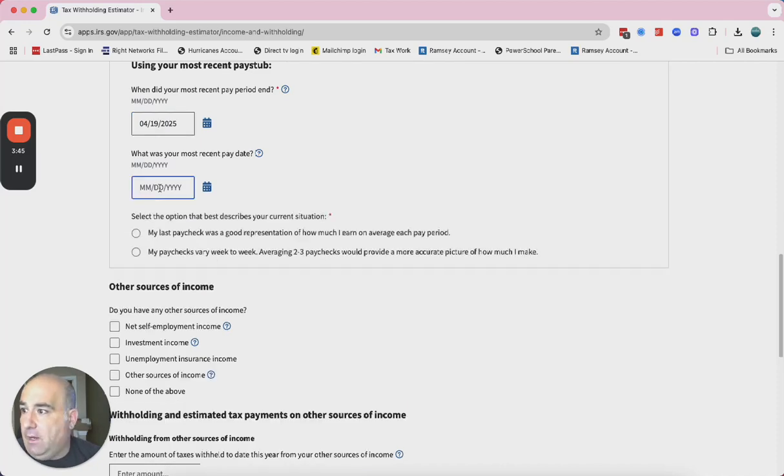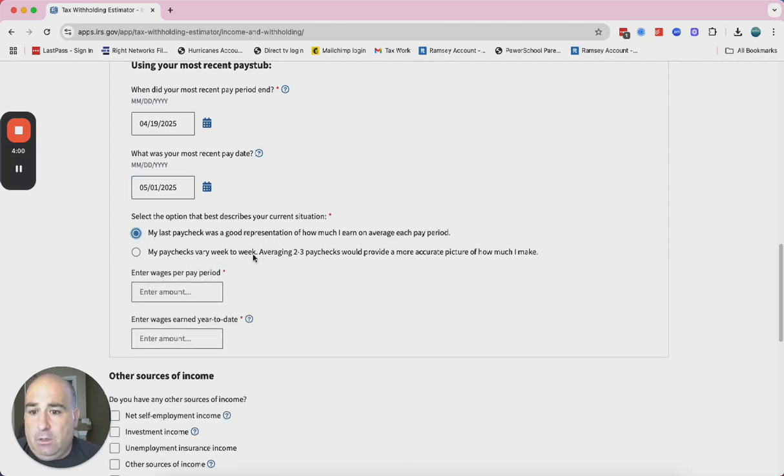And then the pay date was, I think, 5/1. Yes, 05/01/25. And then, like I said, this is a good representation. And then what you have to do is go into the numbers. So your wages per pay period. This person's wages per pay period before deductions is $2,690.40.